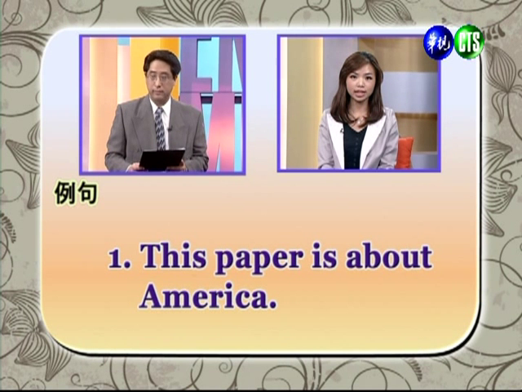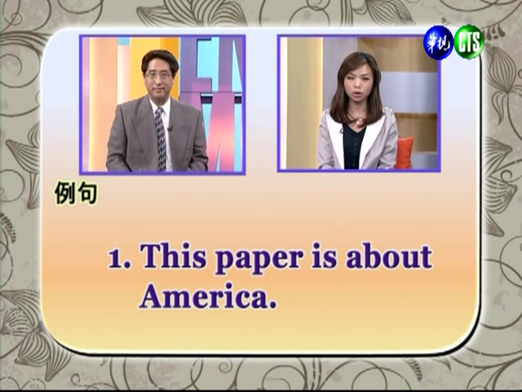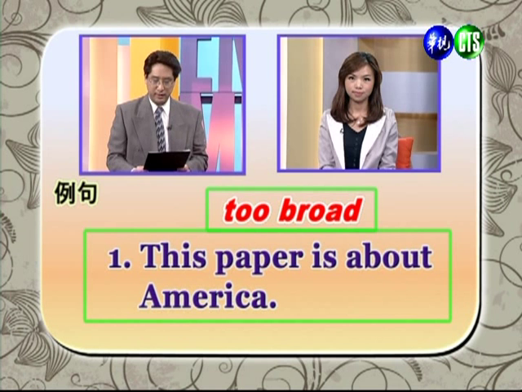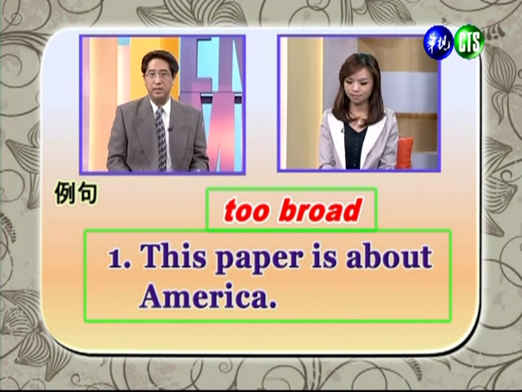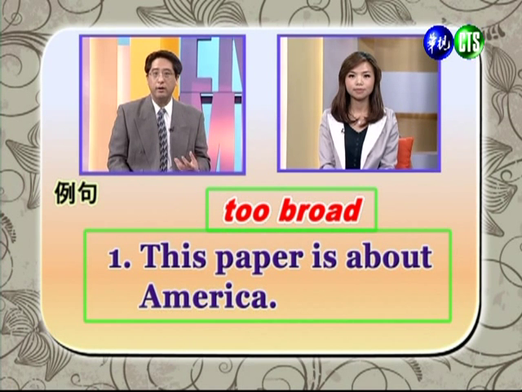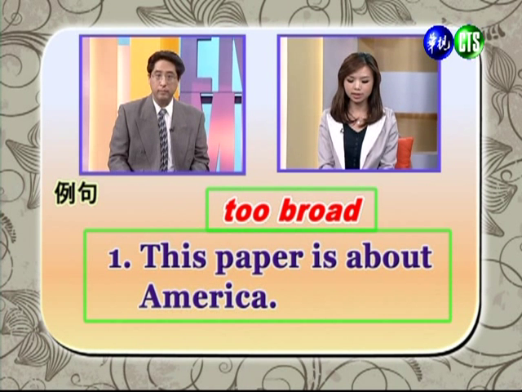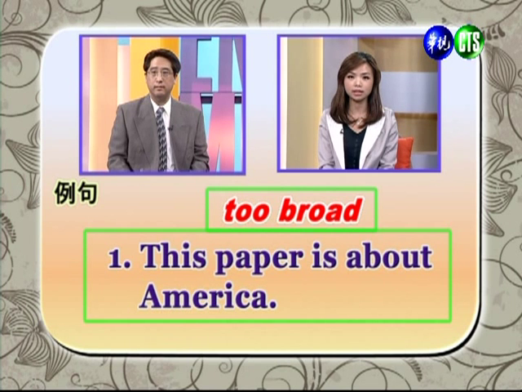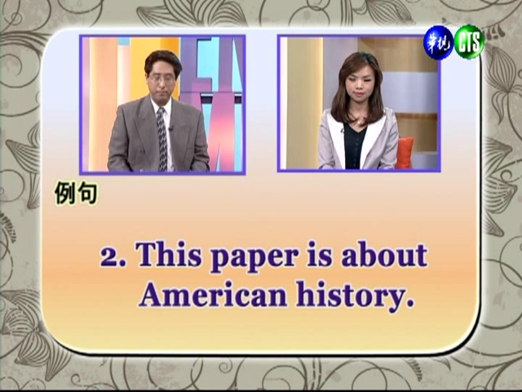Right, now let's take a look at an example sentence. We have this sentence, this paper is about America. Right, now this sentence is too broad to be a good topic sentence for a paragraph. Because if you're writing about America, there are just thousands of topics that you can write about. And so if we look at this, we can talk about American culture, Americans' economy, its history, and so therefore this is just too broad. All right, let's look at another example.